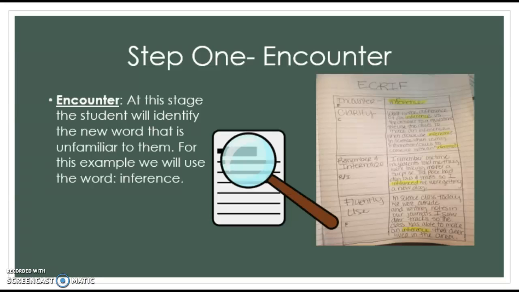Step 1, encounter. During the encounter stage, the student will identify the new word that is unfamiliar to them. For this example, we will use the word inference. Over here on the right, I provided a student example of using the ECRIF. In this example, it is all written out. However, my favorite part about ECRIF is that this can be a very interactive and engaging activity.